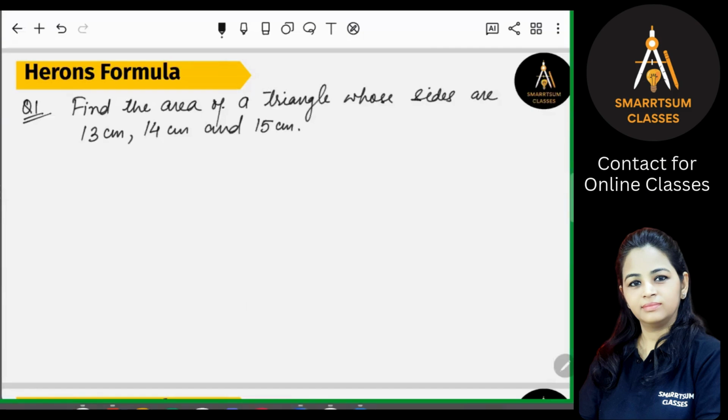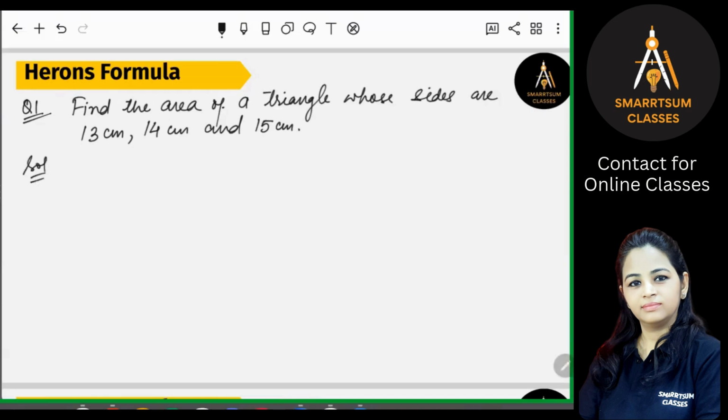Now look at this question. Question number 1. Find the area of a triangle whose sides are 13 centimeter, 14 centimeter, and 15 centimeter. As you can see in this question, the height of the triangle is not given. All the three sides are given. It is also not given what kind of triangle it is. So according to the length of the sides, it is a scalene triangle. So now we can use Heron's formula to find out the area of this triangle.